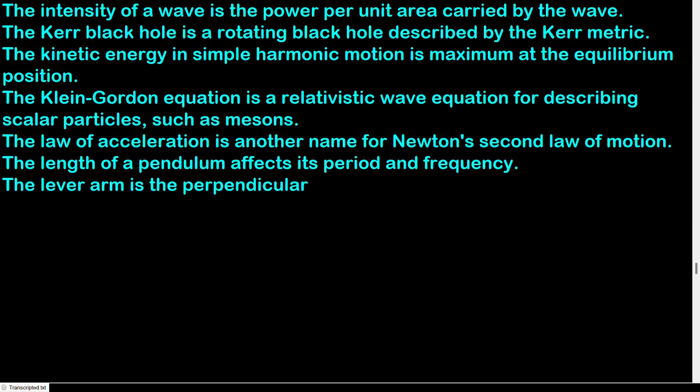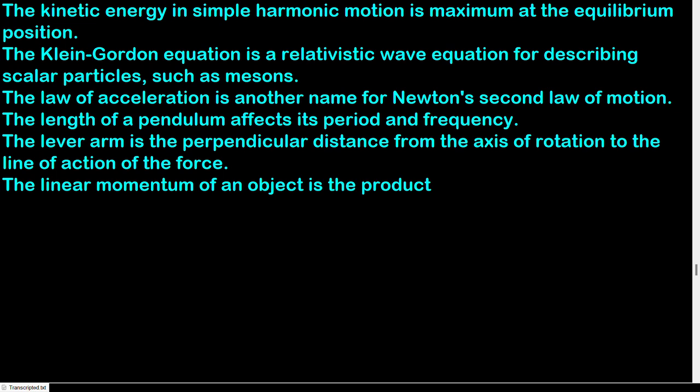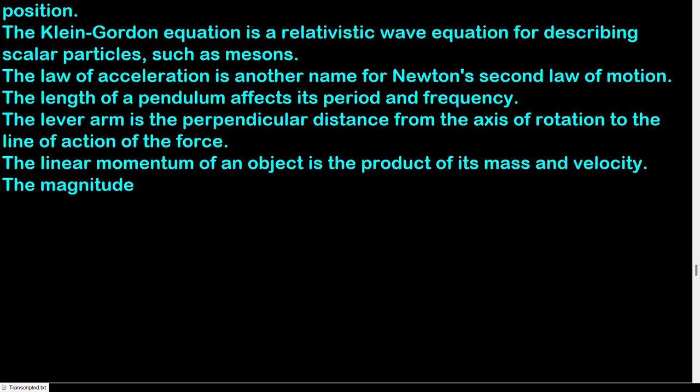The lever arm is the perpendicular distance from the axis of rotation to the line of action of the force. The linear momentum of an object is the product of its mass and velocity. The magnitude of a vector is the length or size of the vector.